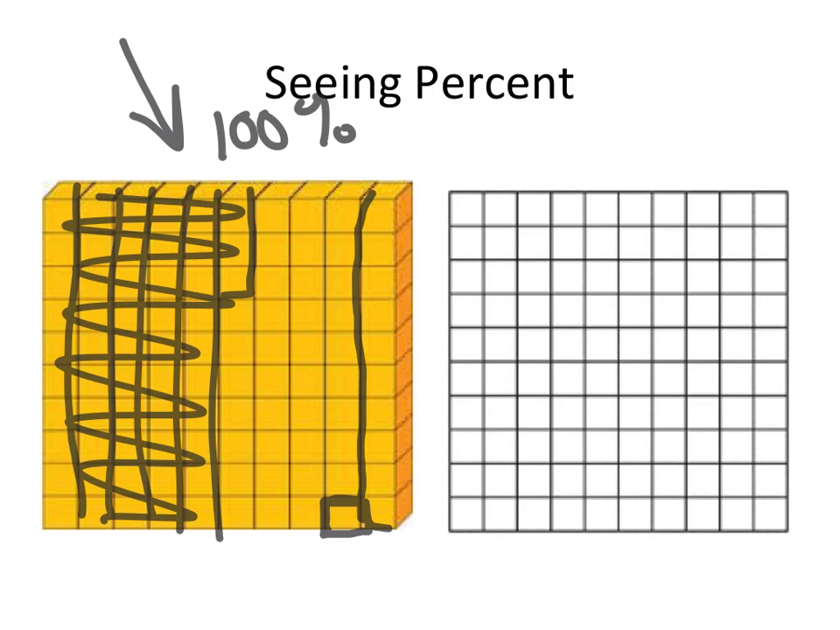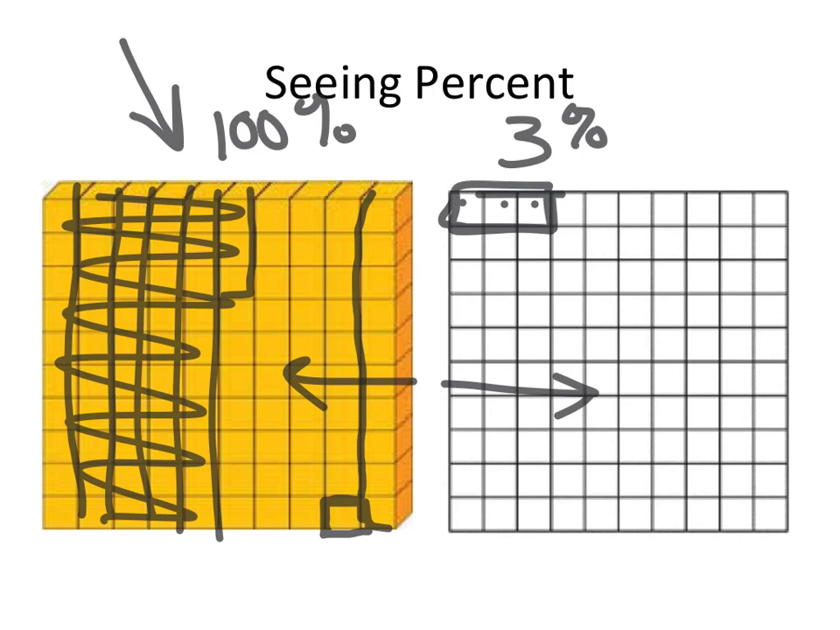Once they've worked with manipulatives, they could actually use grid paper and they could shade in to show percent. So if we ask them to show 3%, 1, 2, 3, they would show 3 of these little hundredth blocks. This would be 3%. They can see that 3% is not very much. It's very easy for them to visualize percent when they use either base 10 blocks or grid paper with shading.